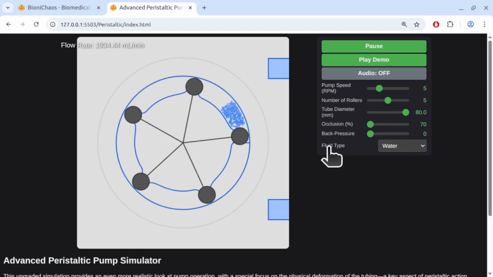I updated the occlusion slider event listener to explicitly recalculate the roller positions when the occlusion setting changes.